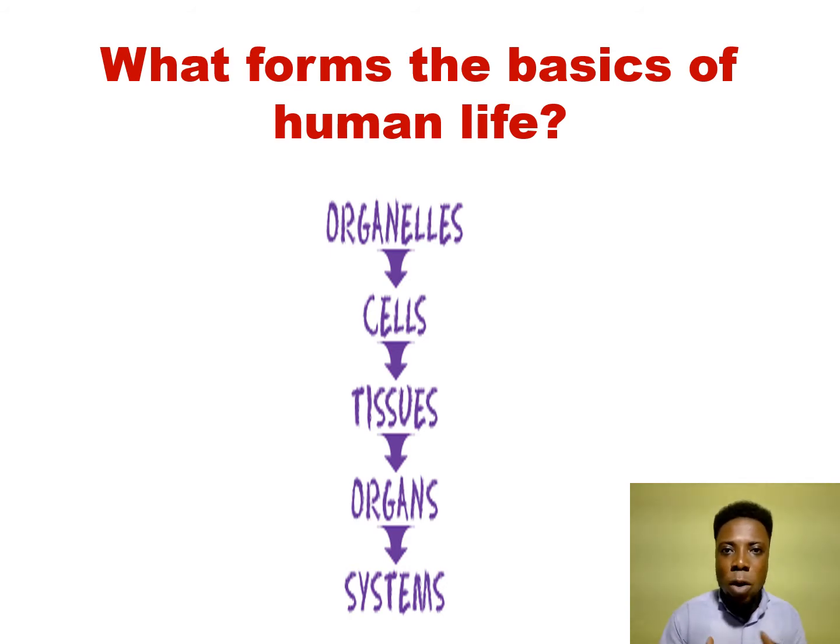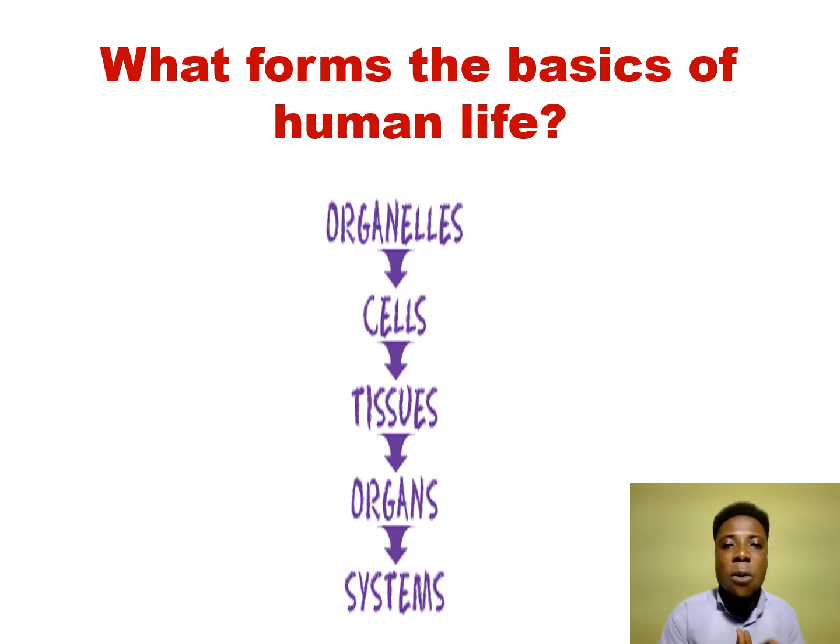From cells, a group of cells may put themselves together and perform a certain task, or one function. A group of cells working together forms tissue. So tissue can be a group of cells performing the same function. We have millions of tissues in the human body. So many, plenty.